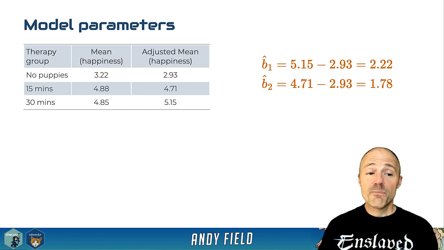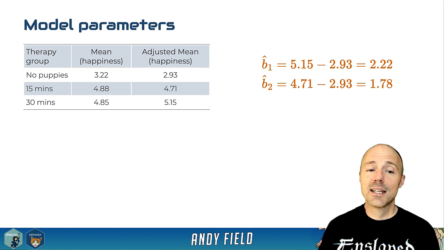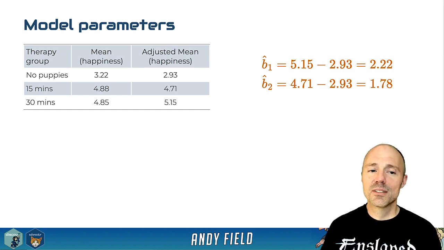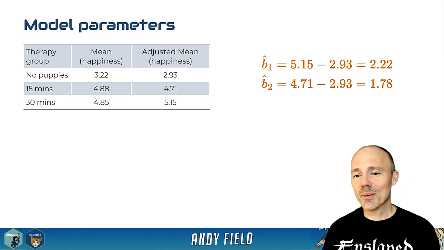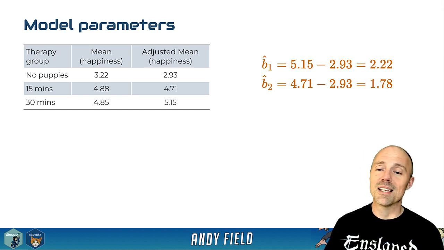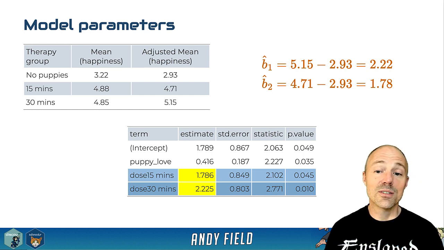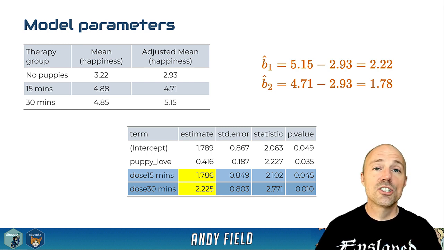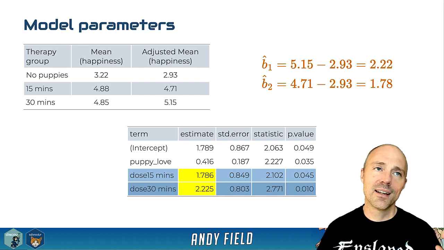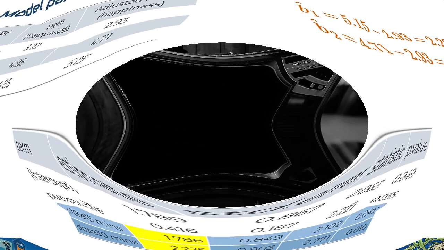And for beta 2, this represents the difference between the no puppy group and the 15-minute group. So we'd take the predicted value for the 15-minute group, so the adjusted mean of 4.71, and subtract from it the adjusted mean for the no puppy group, which is 2.93, and that gives us a beta of 1.78. So it's the difference between adjusted means. And going back to our table of parameters, those are the values that we saw, within rounding error. So the betas change because they now represent the differences between adjusted means of the group. So we're now evaluating puppy therapy at average levels of your love of puppies.